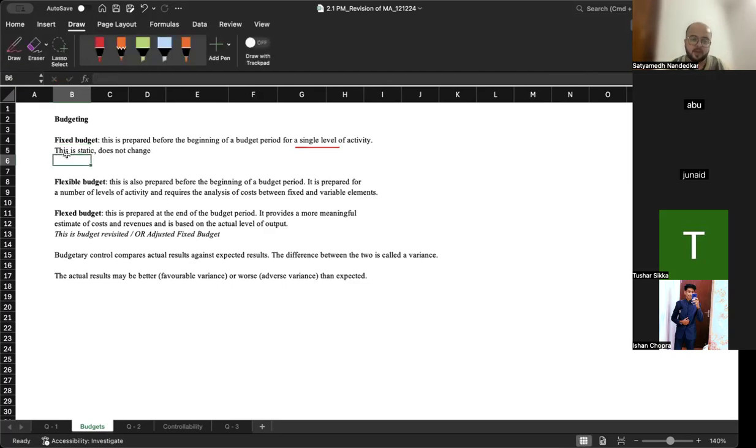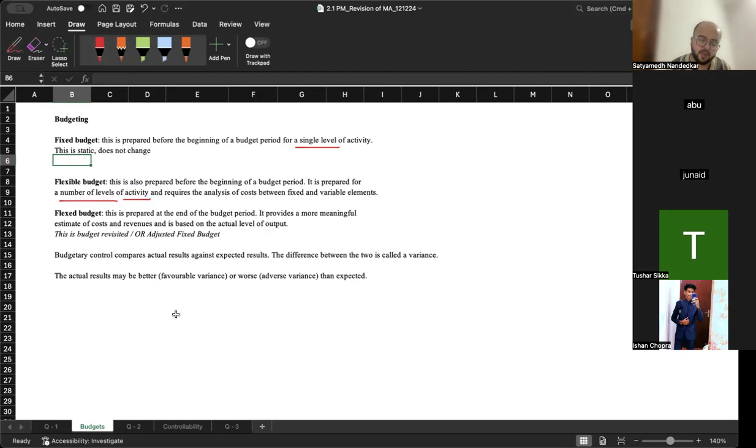Flexible budget is also prepared before the beginning of the period, but it is prepared for a number of levels of activity and requires the analysis of cost between fixed and variable elements. I will show you numerically how that is done. So fixed budget is for a single level of activity and flexible budget is for a number of levels of activity.